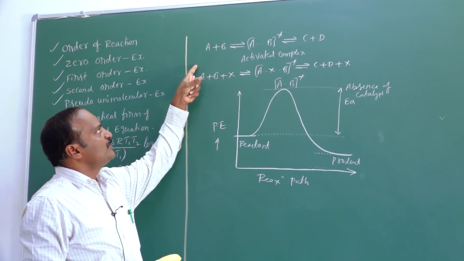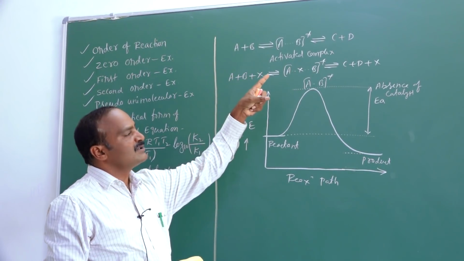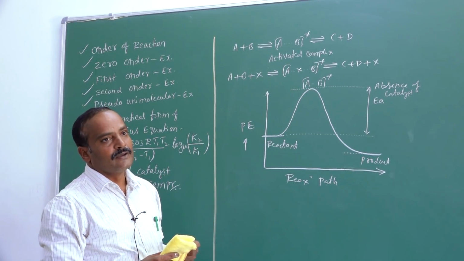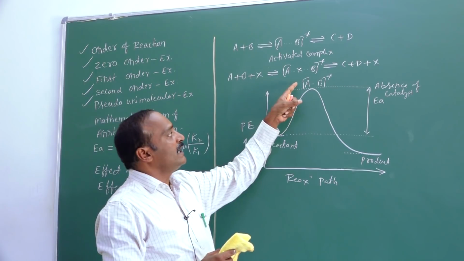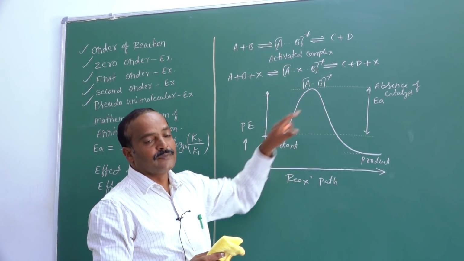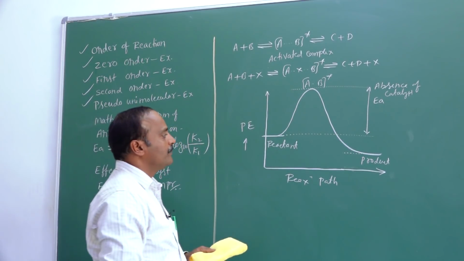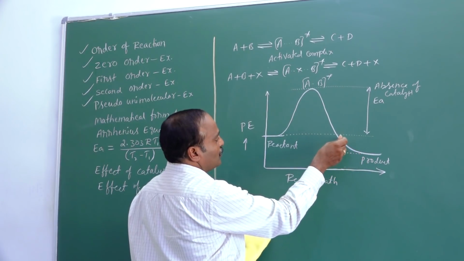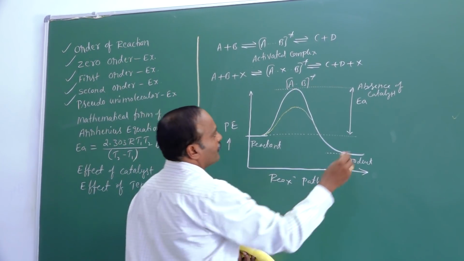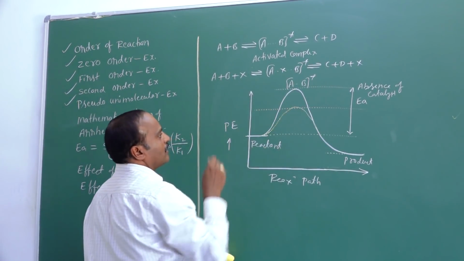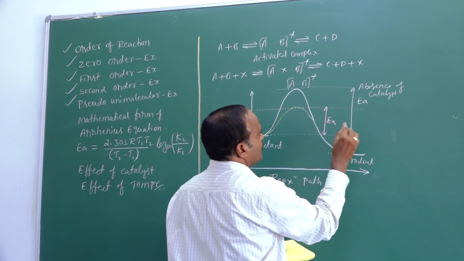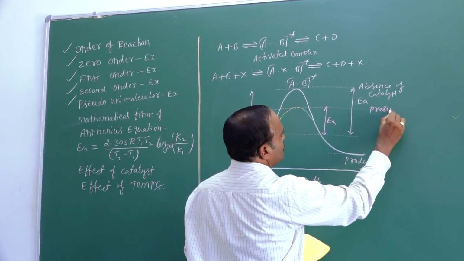Consider a reaction A plus B gives rise to A dot dot B star, which gives rise to C plus D, occurring in the absence of catalyst. The activated complex A dot dot B star is obtained, which has high activation energy. When the same reaction is conducted in the presence of positive catalyst X, the reaction takes place by an alternate path. This is called Ea, the activation energy in the presence of catalyst.